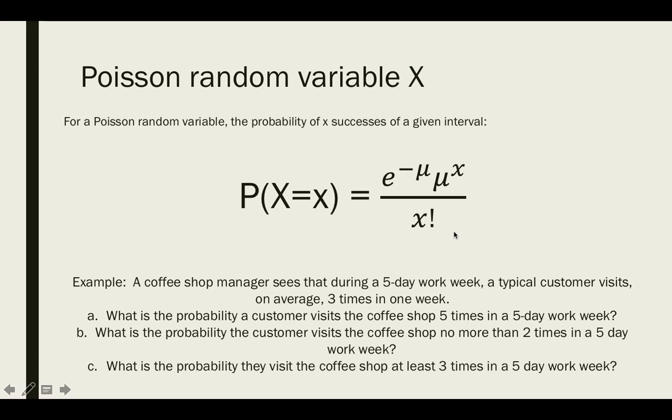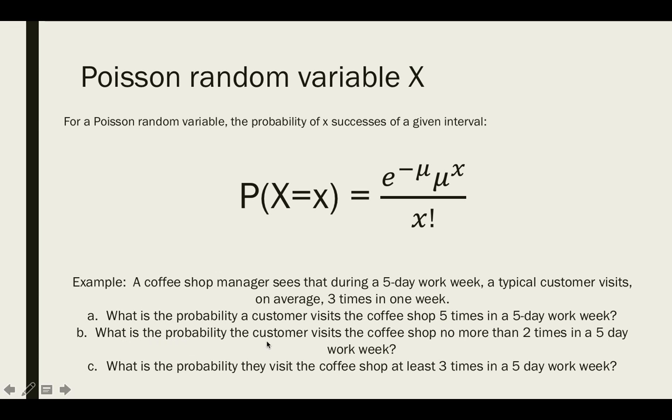So I think that it's best to see this again in a problem and really see how this formula can work for us. So imagine that we're a coffee shop manager, and they see that during an average 5-day work week, a typical customer visits, again, on average, roughly 3 times in 1 week. So if you're like a Starbucks or, again, a coffee shop, and you see a customer returns roughly 3 times in a 5-day work week, I want to ask a couple of questions. So first off, what is the probability that a customer visits the coffee shop 5 times in a 5-day work week? So they visit maybe once a day.